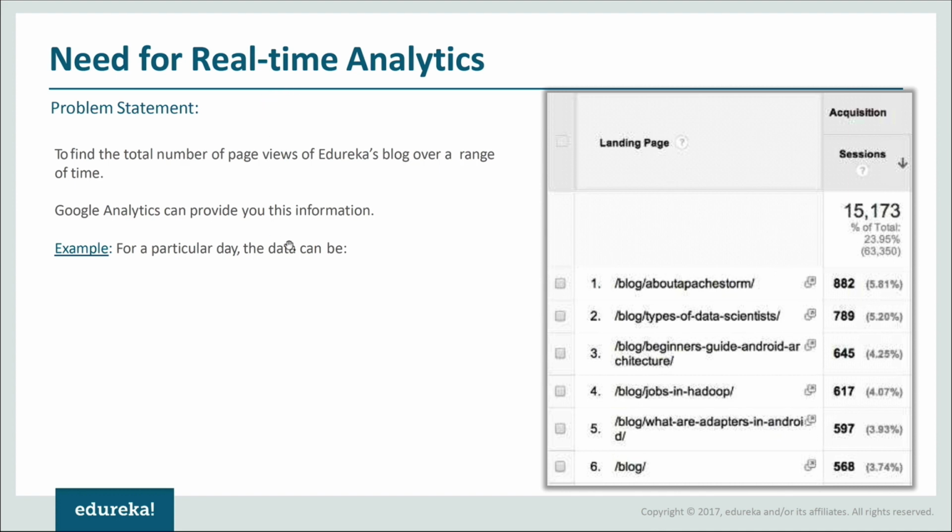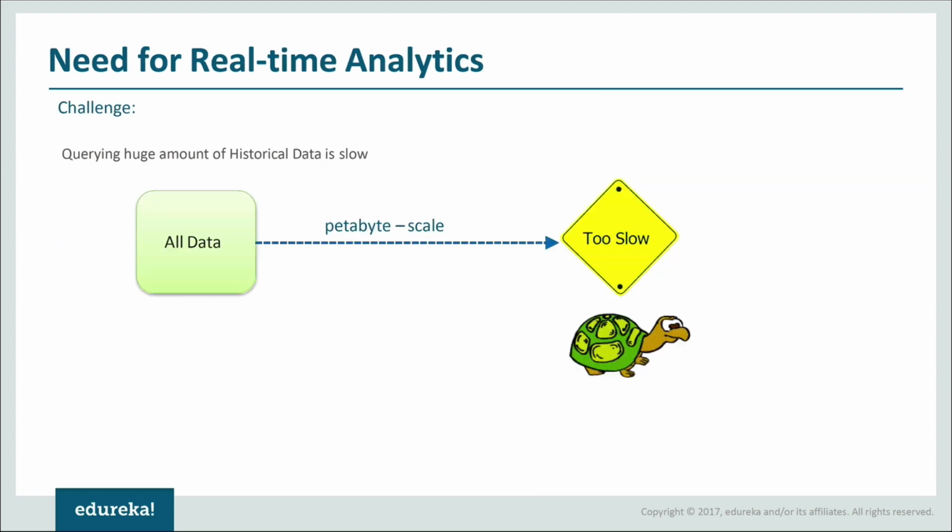So for example, for a particular day, the data can look like this, where these are the number of views on each type of blog. These are the percentages of total number of views. What is the challenge here? Querying huge amounts of historical data. Of course, as soon as you get the event of viewing a blog, you put it into a log, right? You possibly won't keep viewing events in your relational database.